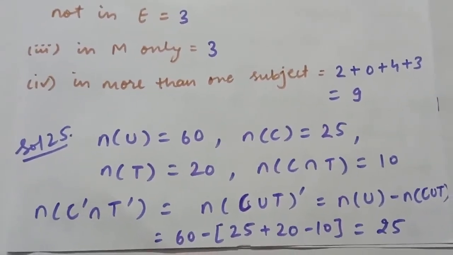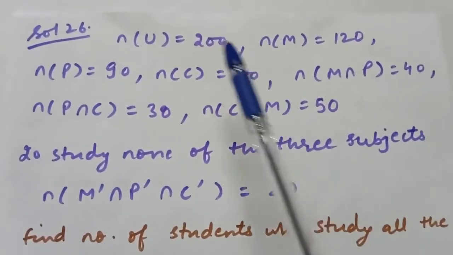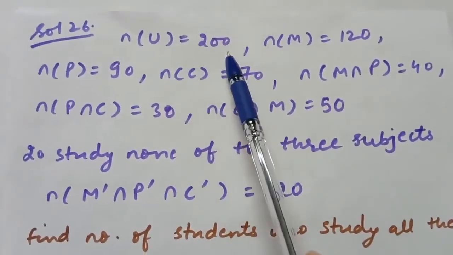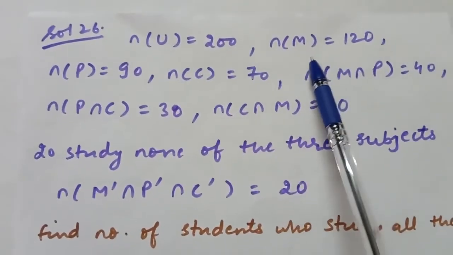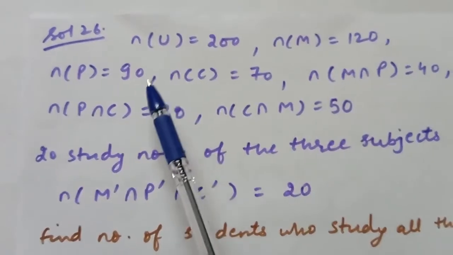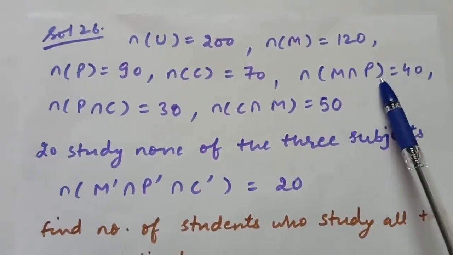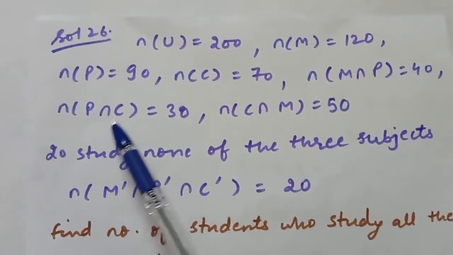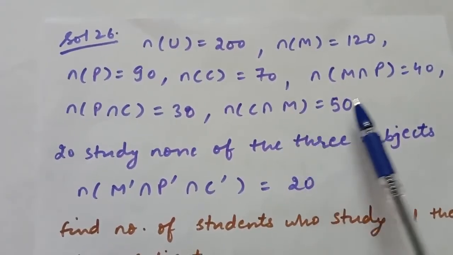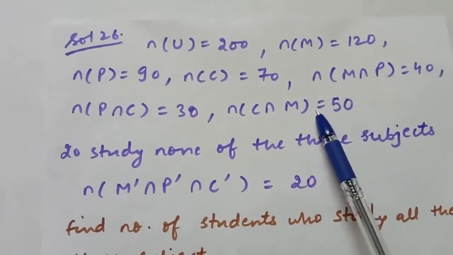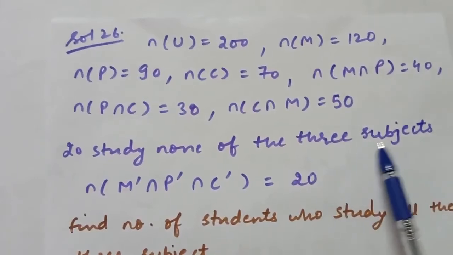Clear? Question number 26. So all this information is given that number of students in a group is 200. So it is a universal set. Those who study maths are 120. Physics are 90. Chemistry are 70. Maths and physics are 40. Physics and chemistry are 30. And chemistry and mathematics are 50. So all this information is given. Also this is given that 20 study none of the 3 subjects.